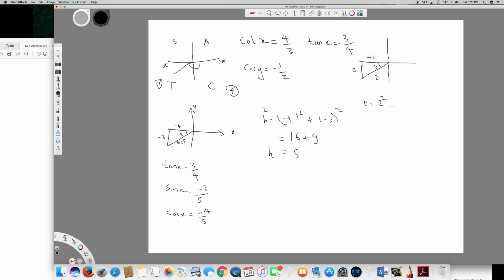2 square minus 1 square. Okay, 4 minus 1. So O is going to be root 3. So this side is root 3. And we have to remember, guys, since the y is going downside, it should be negative. So we shouldn't forget that. So we have provided that cos y is equal to minus half.